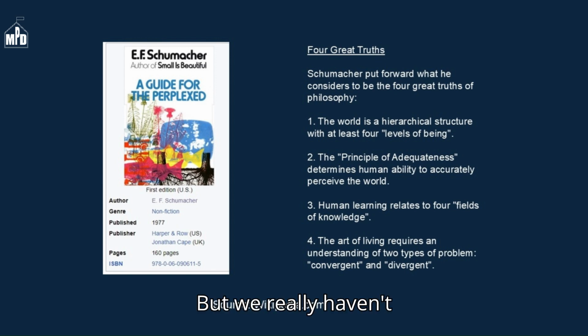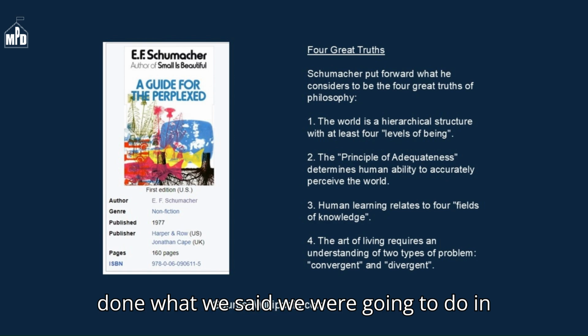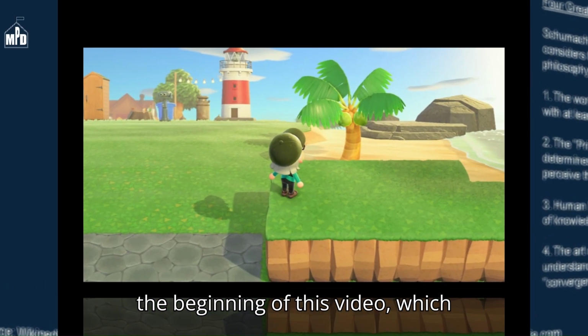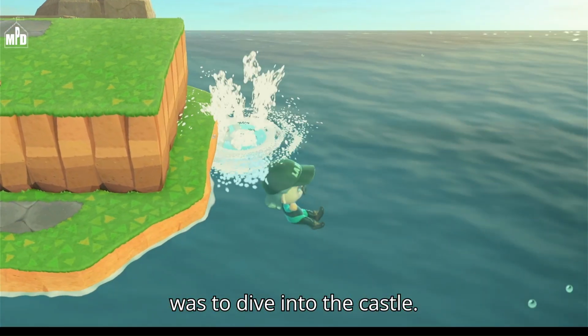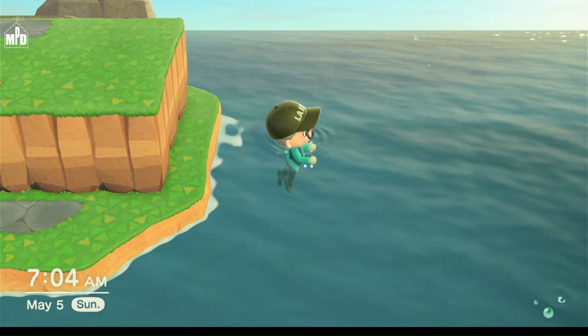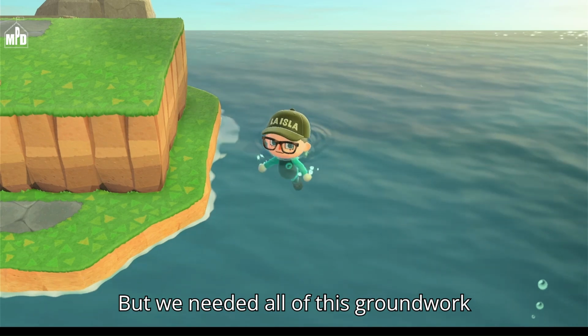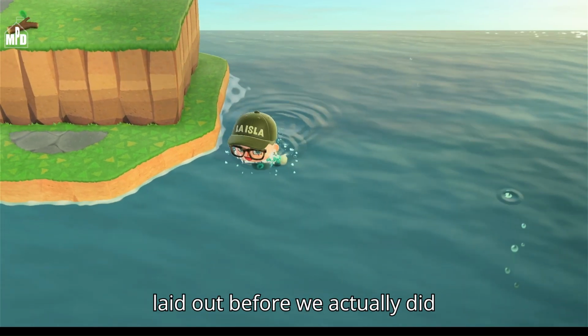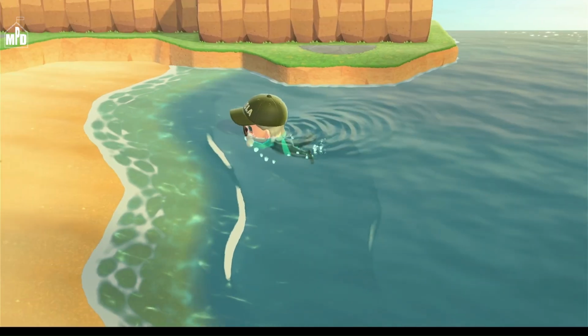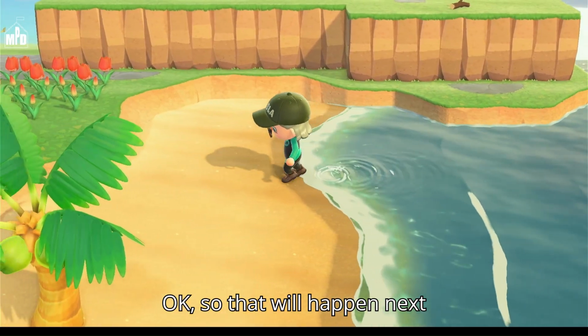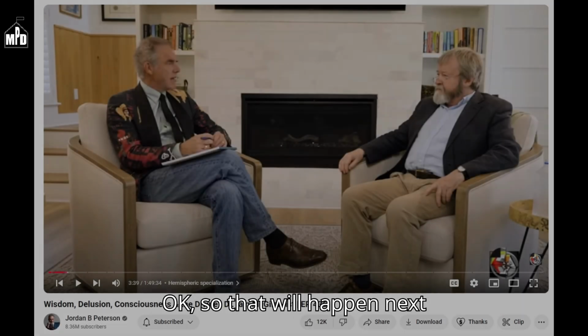But we really haven't done what we said we were going to do in the beginning of this video, which was to dive into the castle. But we needed all of this groundwork laid out before we actually did the deep dive. So that will happen next time.